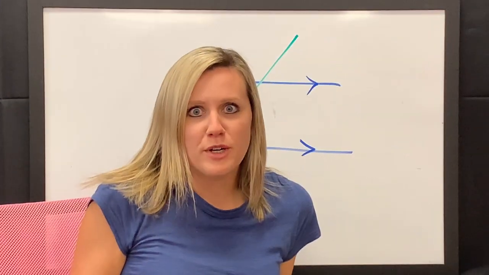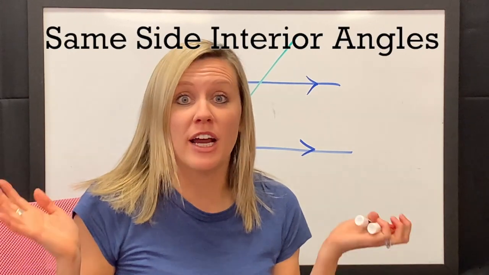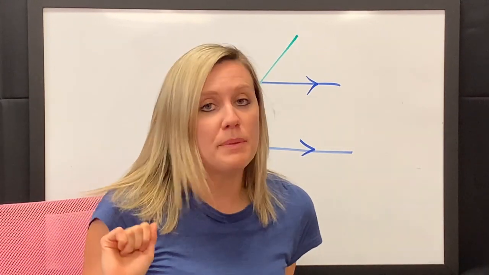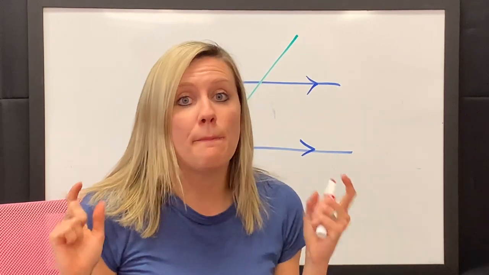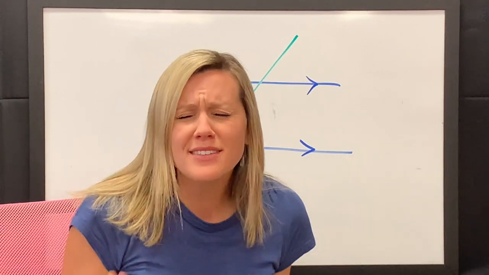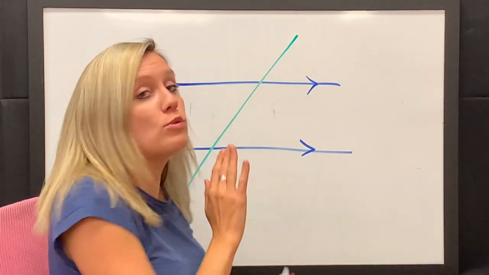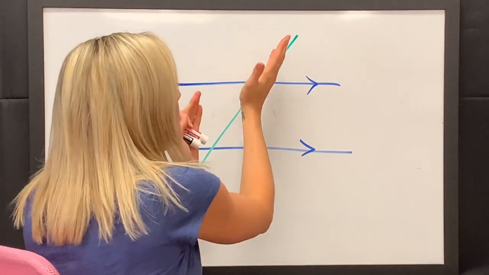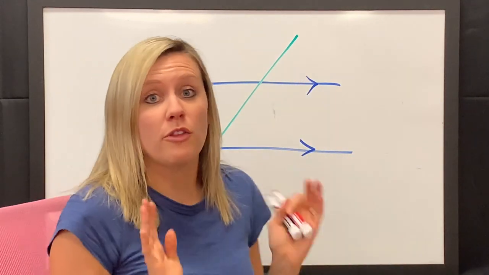The next word that we're going to talk about is same side interior angles. Sometimes people call this consecutive interior angles, but both of those words mean the same thing. So same side, just like last time, I want you to think of that transversal line. Same side means both of these angles are either going to be on the left side or both of these angles are going to be on the right side.